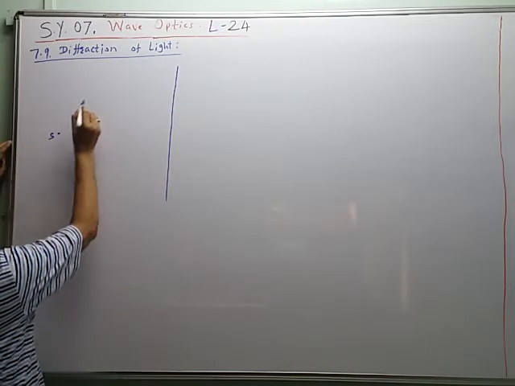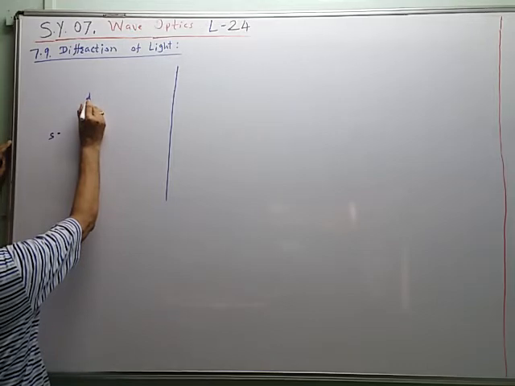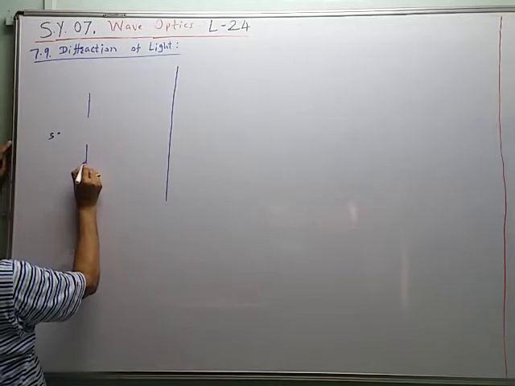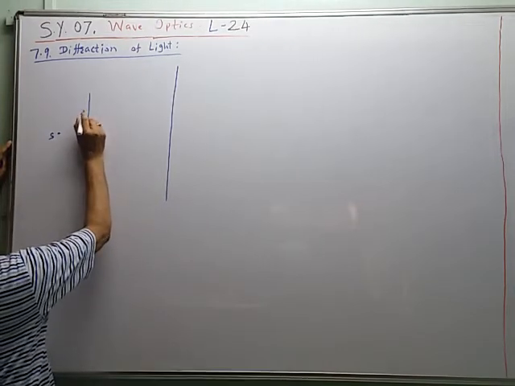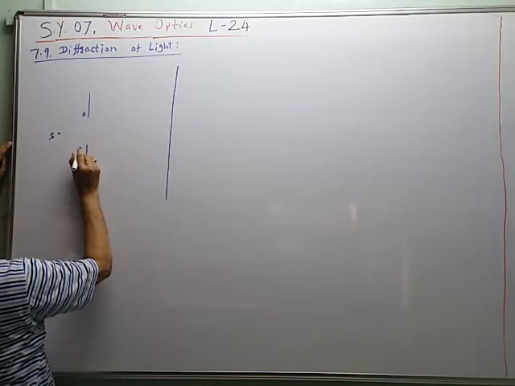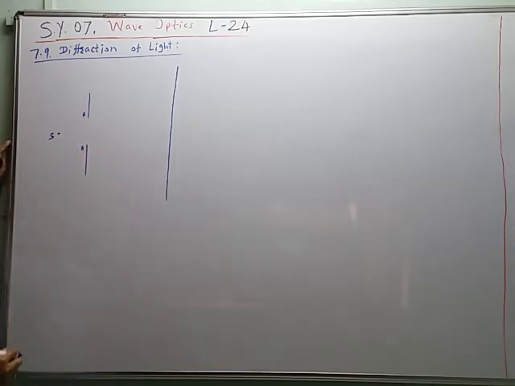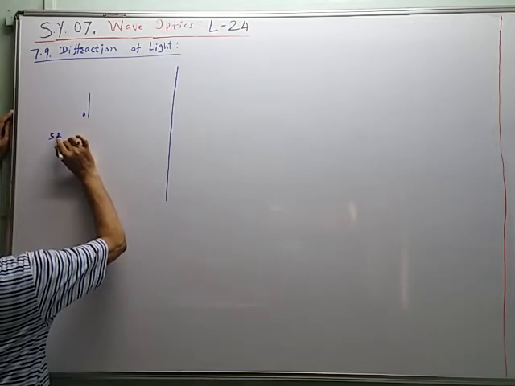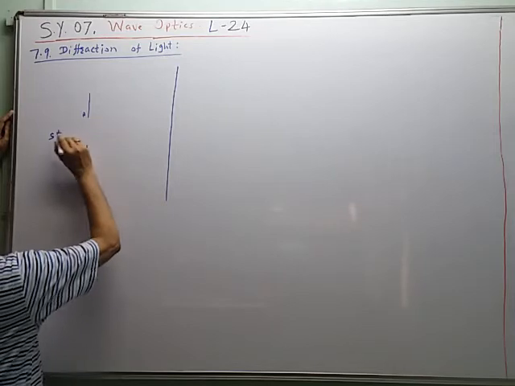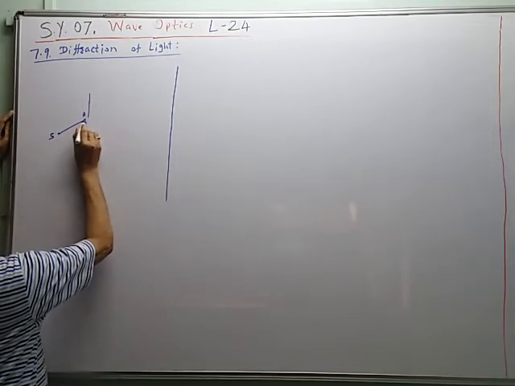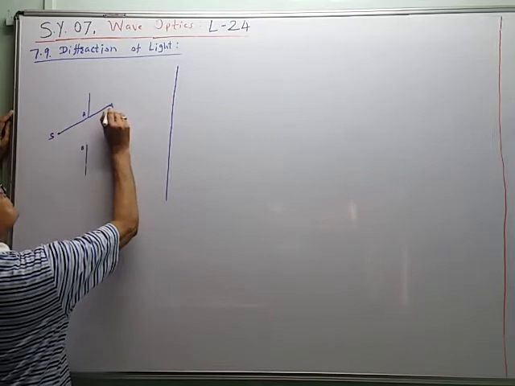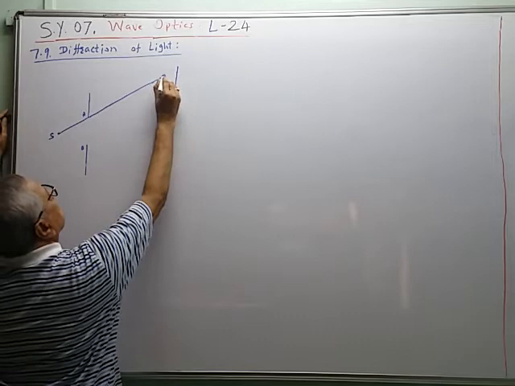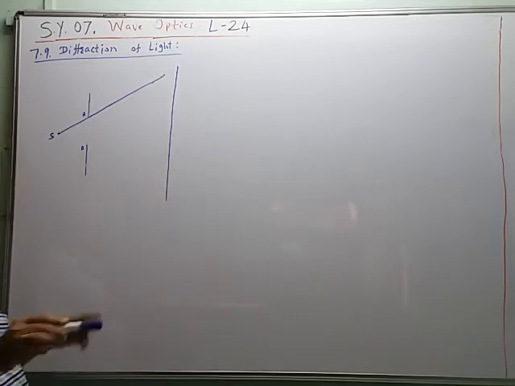Now, if we consider one more screen having a slit, so this portion is open. So light rays from S will pass in the direction like this. The uppermost ray passing through the point A will touch the screen at point A1.